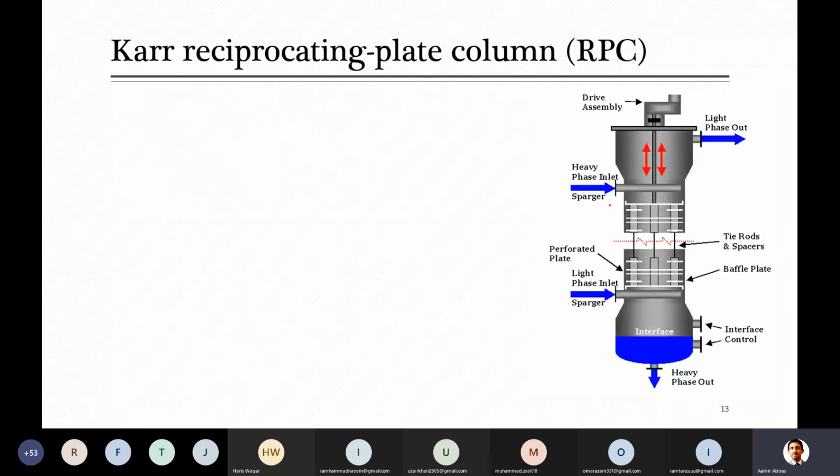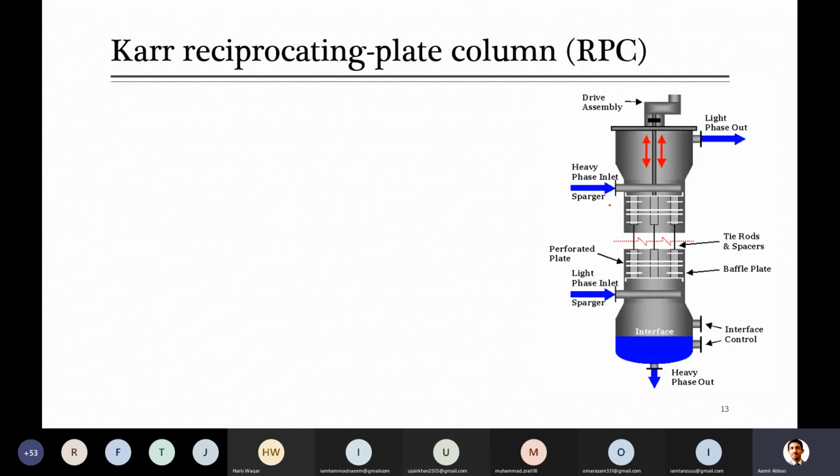So I think this is the last type. In between, if you go through the text, there are two or three other types of equipment that are also mentioned. One was very close to the Scheibel column, and the other comes just after this. I will talk about that. I didn't mention them here, but they are quite close to the others, so I skipped them and brought here all those which are different from each other.